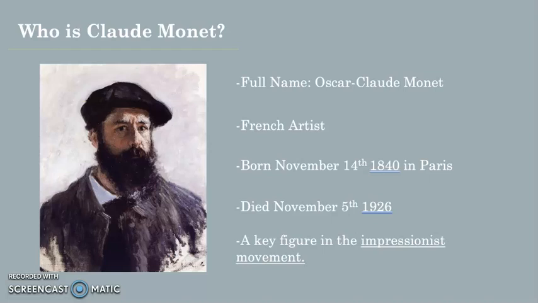So who is Claude Monet? His full name is actually Oscar Claude Monet, although this has been shortened to Claude Monet and often referred to as just Monet. He was born on November 14, 1840 in Paris, but later died November 5, 1926 at the age of 86. Monet became a French artist as well as a key figure for the Impressionist movement.